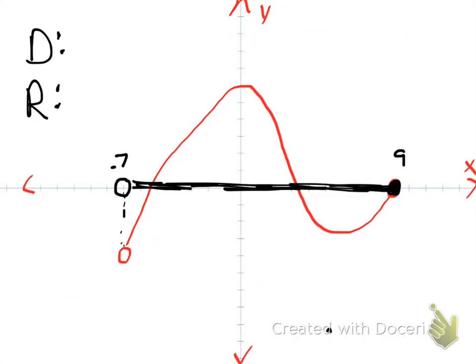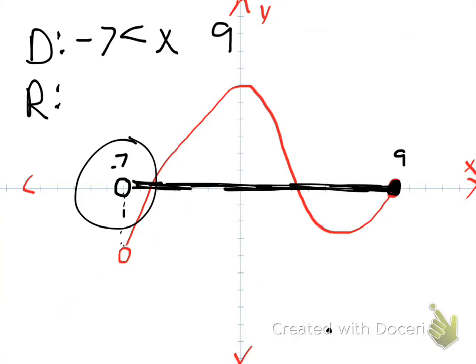So my domain for this one is -7 and 9. Is x bigger than or equal to -7? Nope, it's not equal to. It's just bigger than -7 because this is not filled in. But it is less than or equal to 9. You see the difference? Now let's do the y.